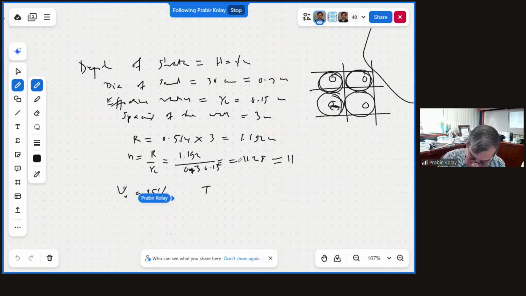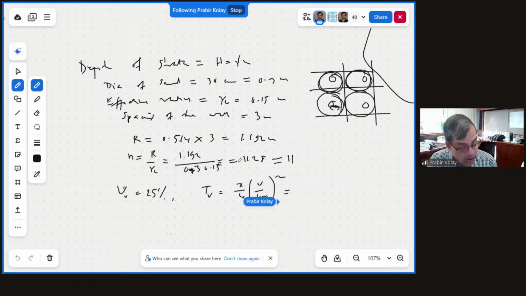Basically, this is the vertical direction, so we generally don't write the subscript, correct? For the vertical direction at 25%, we calculate the value of Tv, the time factor. That is pi by 4 times U by 100, whole square. Easily you can calculate that, and that value will come around 0.0491. Okay, 0.0491. So Tv.